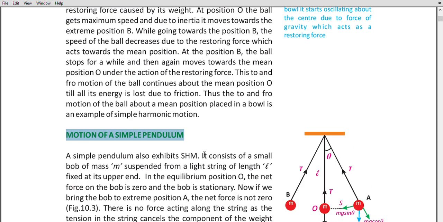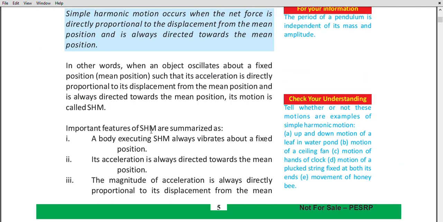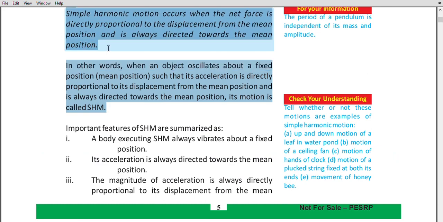And from the point of view of your paper, you have to learn this definition, both definitions of simple harmonic motion, which we have discussed.